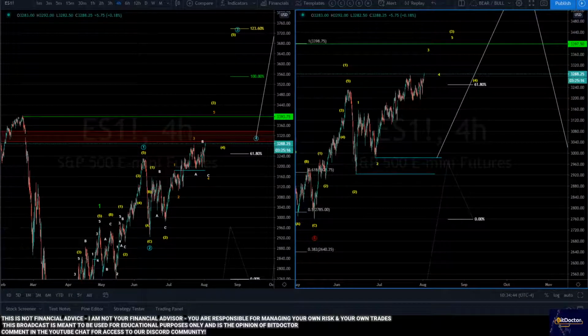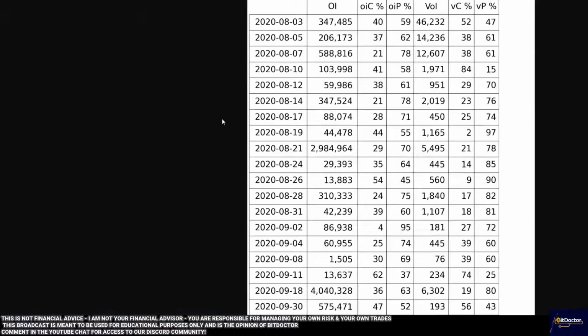If you're looking at open interest on the S&P 500, we've talked about this before. Let me see if I can pull up what the open interest was from last week. Let me find this. We were just talking about this on the Discord earlier today. All right, so open interest on SPY. Let's pull this up. All right, here we go. Here's open interest on SPY.